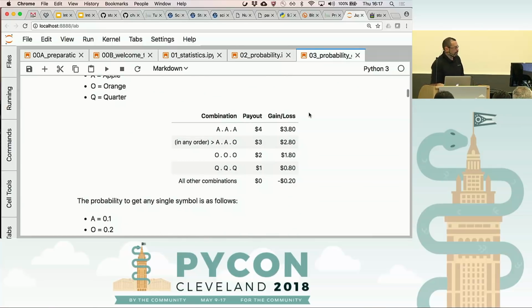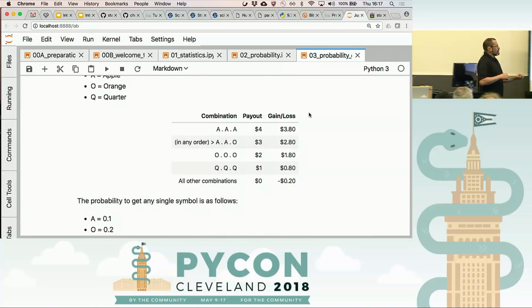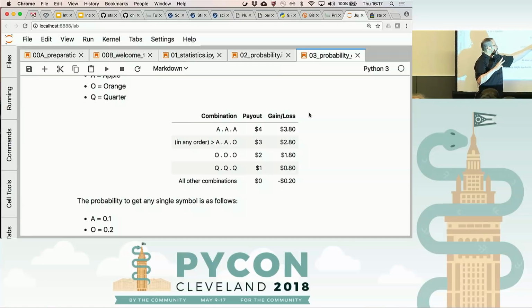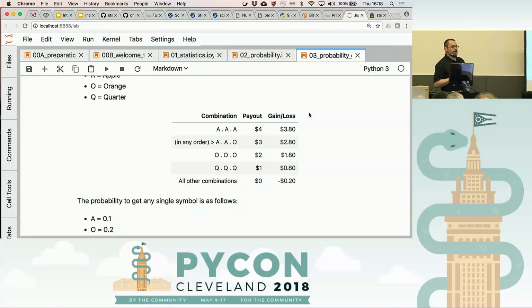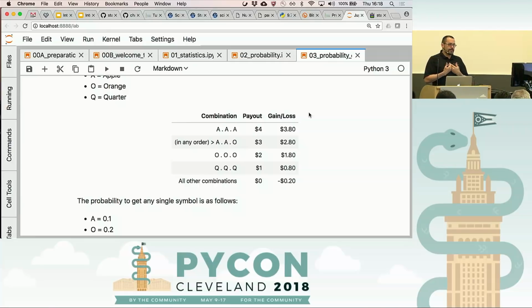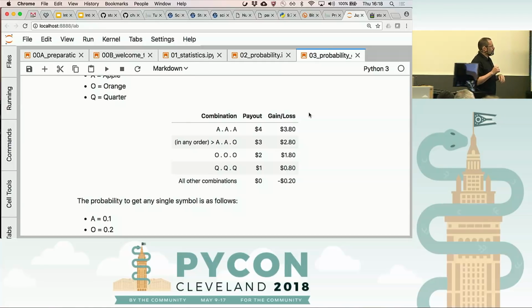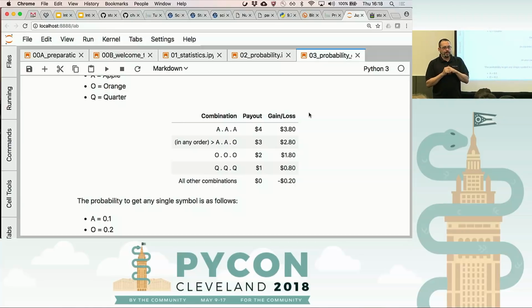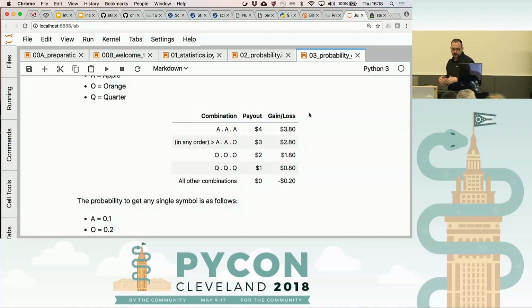Depending on how the slot machine plays out, if I get an apple, an apple, an apple on the 3 wheels, I get $4. I had to pay 20 cents to play, so my gain is going to be $3.80. If I got apple, apple, orange, they give me $3, but again, I paid 20 cents to play, so I really only gained $2.80. Orange, orange, orange, I get $2.